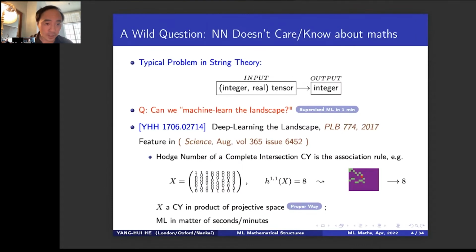But what got me really thinking about this problem was a wild question. What is a typical problem in string theory, or indeed in algebraic geometry? You're given some kind of input integer tensor, or real tensor, and you're trying to crunch out some kind of integer output, right? For example, I give you an algebraic variety in some multiprojective space. I can keep track of the multi-degrees of the polynomials that define this variety, and at the end of the day, I just want to crunch out a Hodge number or a Betti number or some topological invariant.